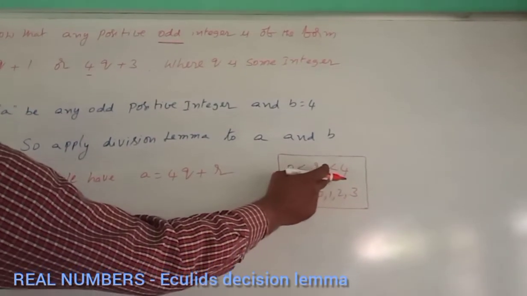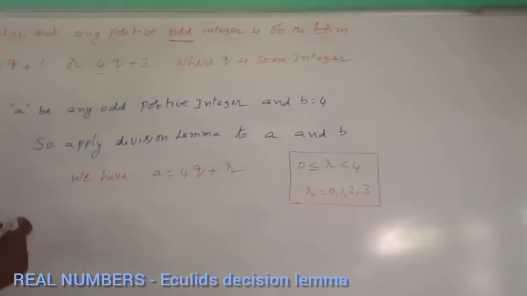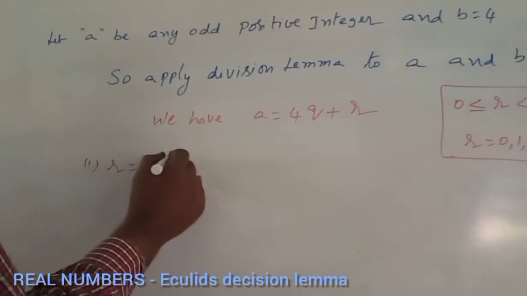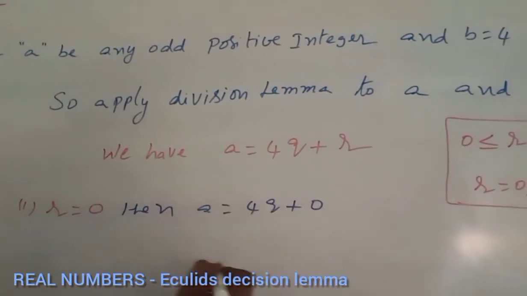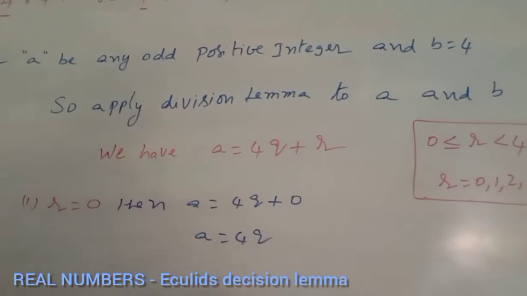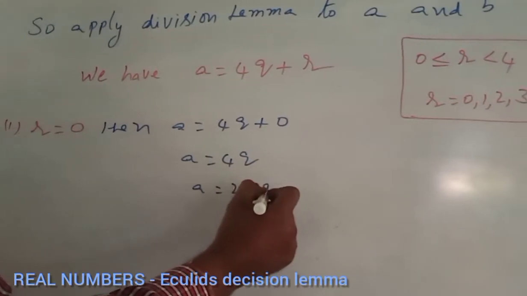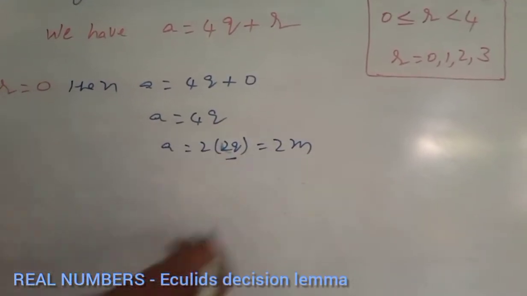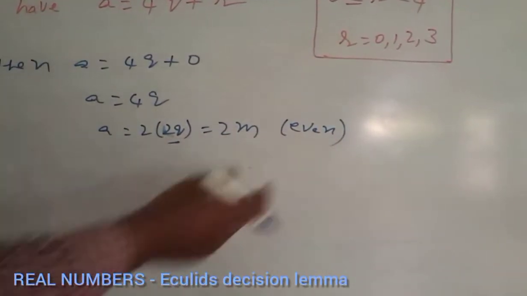0 is less than or equal to R less than 4, so R takes the values 0, 1, 2, 3. Apply in this case. First, R is equal to 0. Then A is equal to 4Q plus R, which is 4Q. A is equal to 2 into 2Q, and that is in the form of 2M, taking 2Q as M. 2 multiplied means it is an even number.